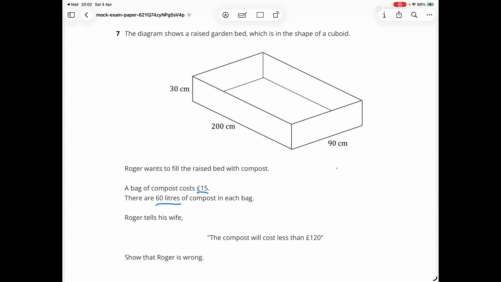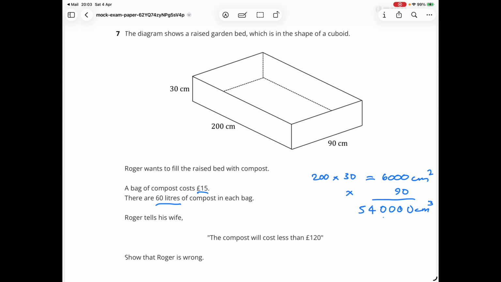Okay, so it will be 200 times 30, which is 6,000 centimetres squared, times 90 equals 540,000 centimetres cubed. I don't know if I need to get that.